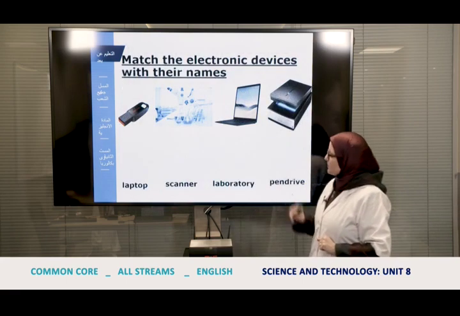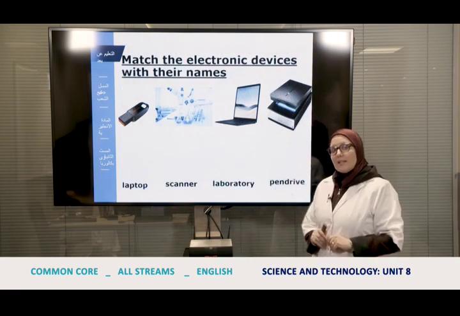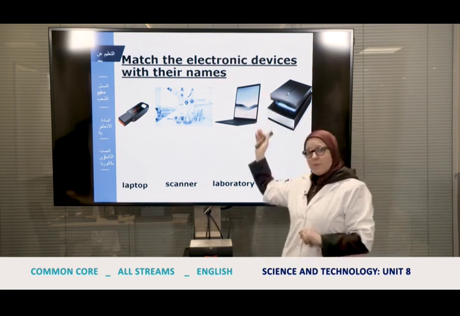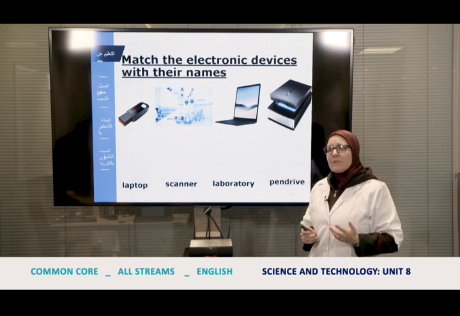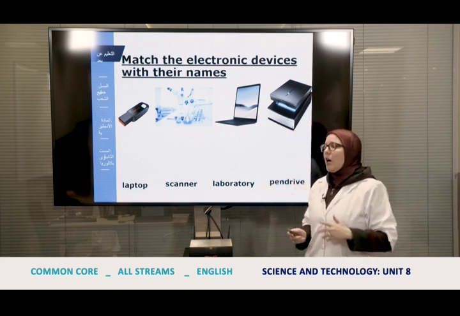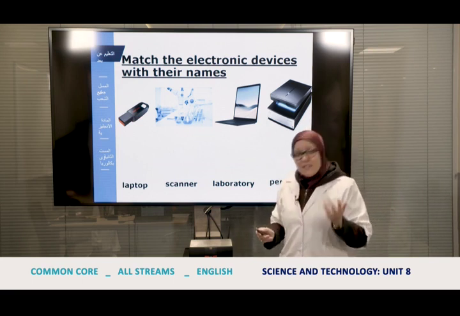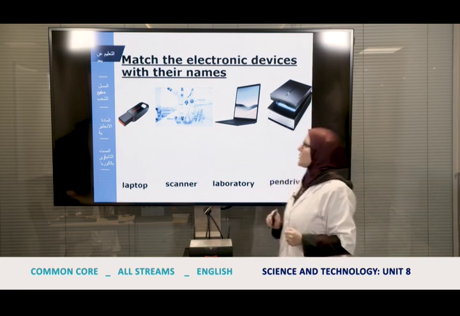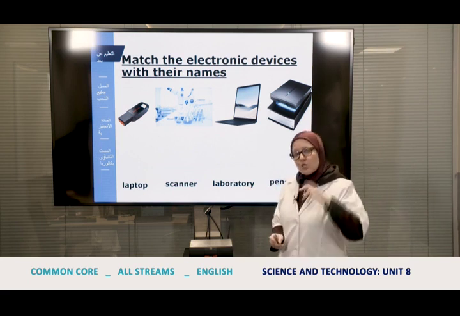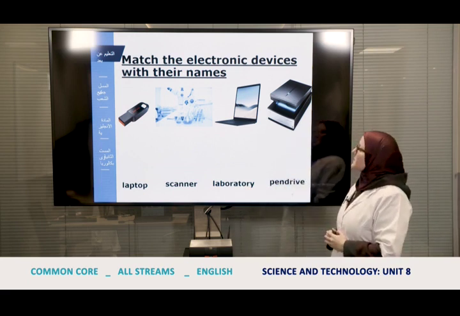So let's move on. In this exercise, I'd like you to match the electronic devices with their names. Of course, when we say the word device, we can say, for example, a mobile phone is a device. A calculator is a device. So all of these are devices. So I'd like you to match them along with their names. And I give you just a few seconds to reflect on the exercise, please.